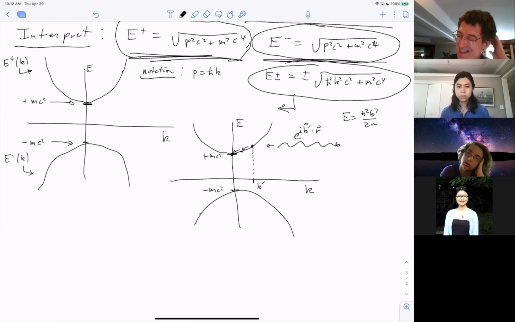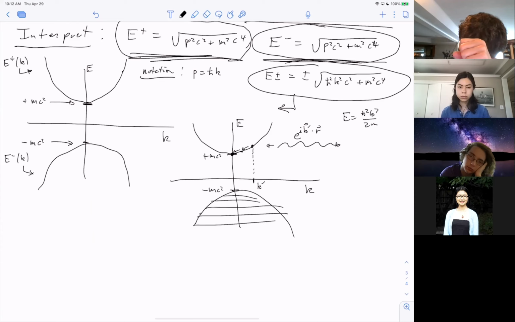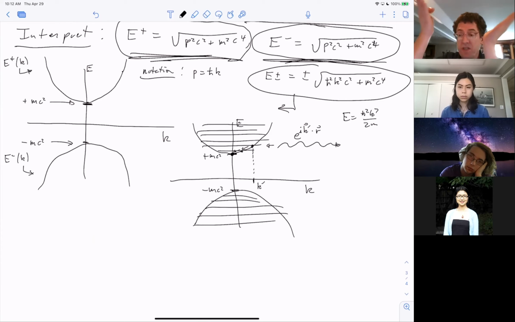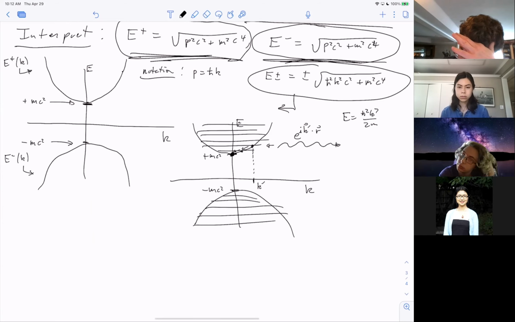That's the thinking I want you to be doing now. So you were saying it, but I want to get us all on the same page. Now I have all these states, and that's what these curves represent, eigenstates. And now I'm in this state, and now there's a perturbation. So that means I can couple to this state. So it's just what you said, I can go down.